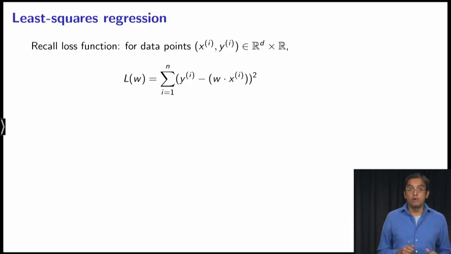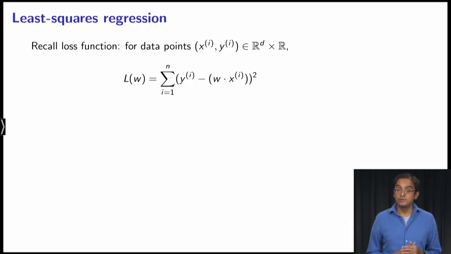Okay, those were warm-ups. Let's move on to a somewhat more challenging example. So this, if you will recall, was our loss function for least squares regression. So we have a set of n data points, x_i, y_i, where the x's are vectors in d-dimensional space, and the y's are the response values, real values. And we want to find a linear function given by w that minimizes the squared error.